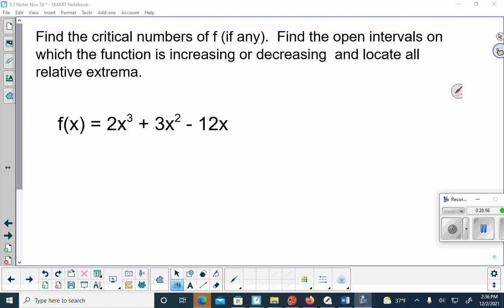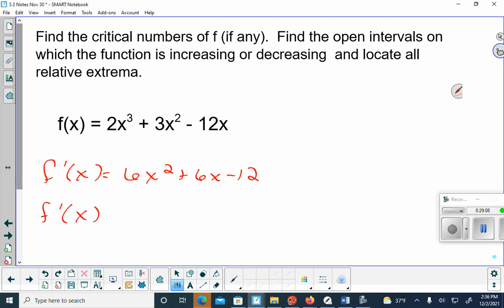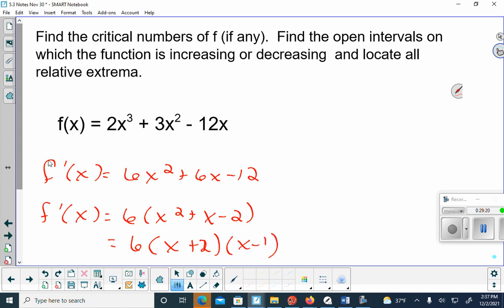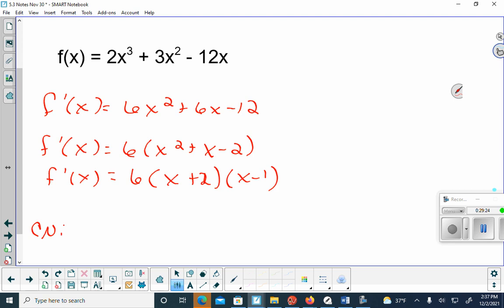All right, so critical numbers, if any. I'm going to set the derivative equal to 0. So this will be 6x squared plus 6x minus 12. I am going to factor out a 6 and make it x squared plus x minus 2. And if I product-sum that, that makes x plus 2, x minus 1. And that's my derivative. So my critical numbers are when my derivative is equal to 0, so when x is equal to negative 2 and when x is equal to positive 1. Everyone's good with that, yes?